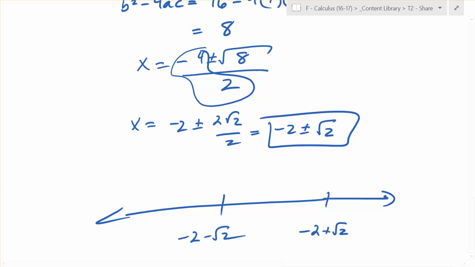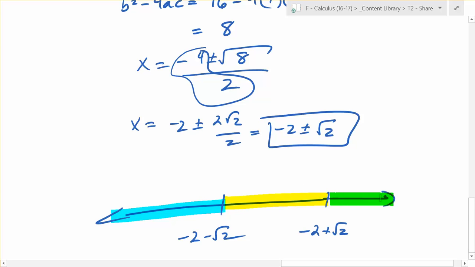So then how many zones do you have to test? 1, 2, and 3. Each of those zones could be concave. They could be points of inflection if the concavity changes, right? If the concavity changes. So you'd have to plug numbers into the second derivative now.